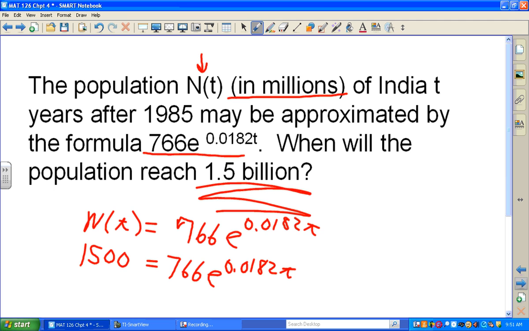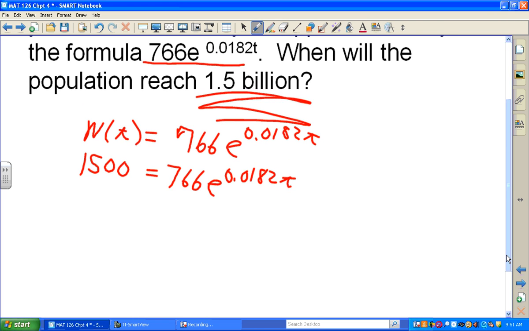0.0182t. You divide by 766. Remember, it has to be of this form, b equals a to the x before you solve it. Right now, it's not. Divide 1,500 by 766, and what do you get? 1.95 what? Okay.